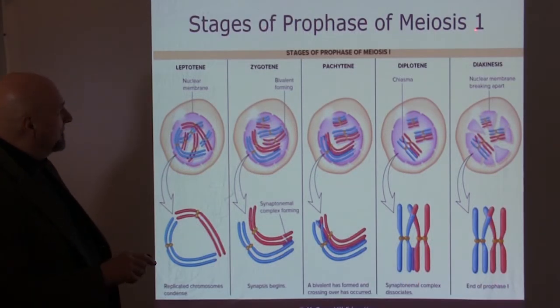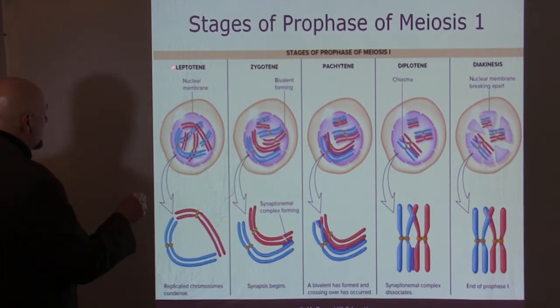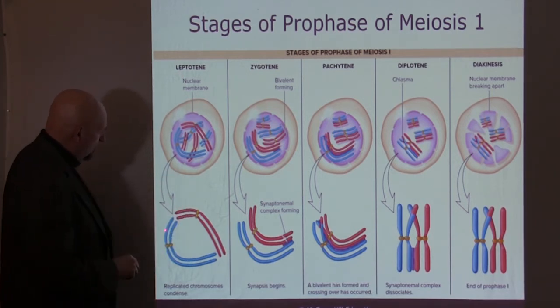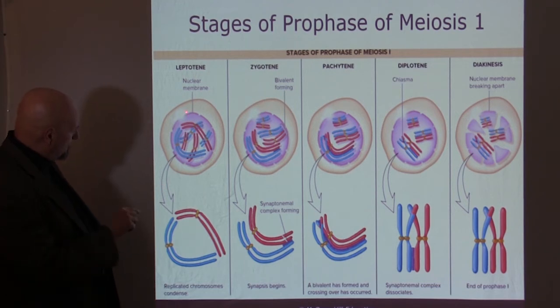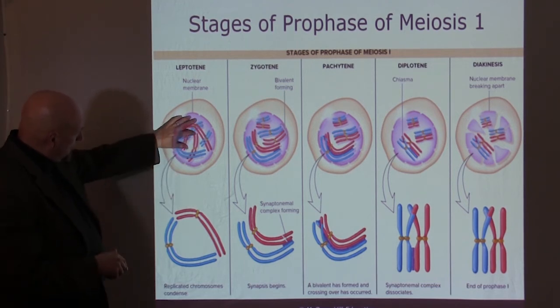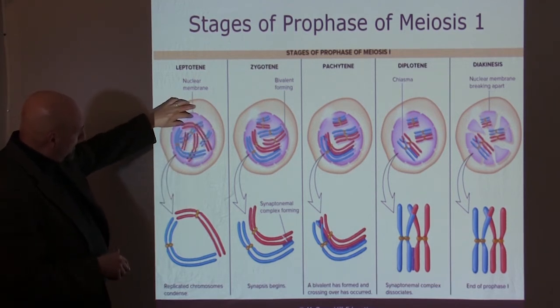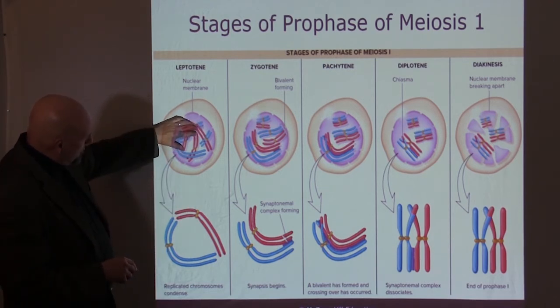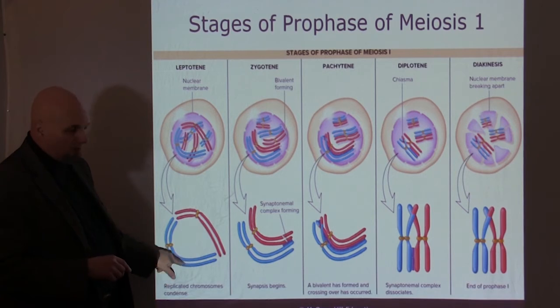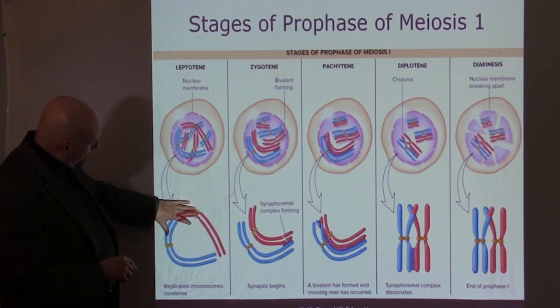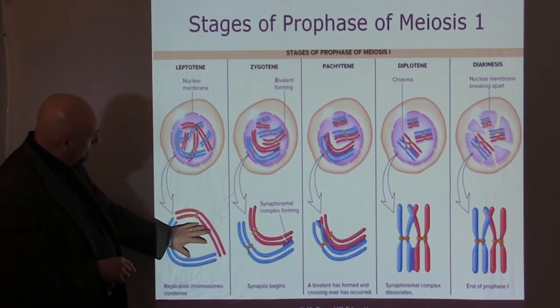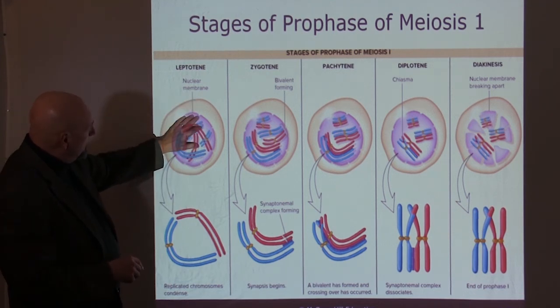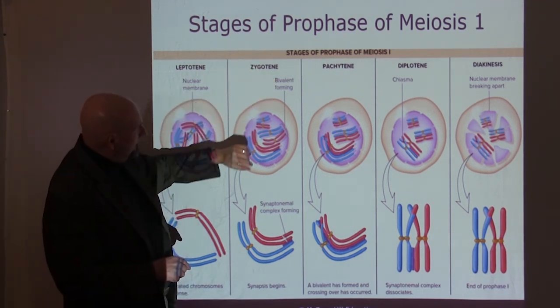So, the stages of prophase of meiosis 1. We call this leptotene. Leptotene is where the replicated chromosomes are going to be released. The system is set up so that the chromosomes come together. If you'll note here, here are the 2 types of chromosomes. Just looking at these, this might be chromosome number 1. They're going to start to come together with each other during leptotene. Nuclear membranes here. Zygotene, bivalent formation.